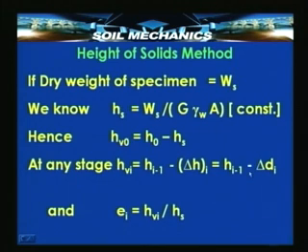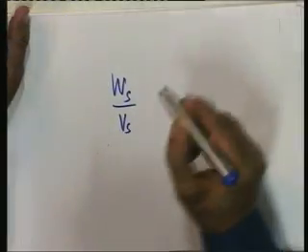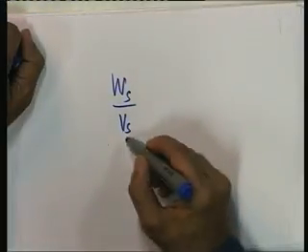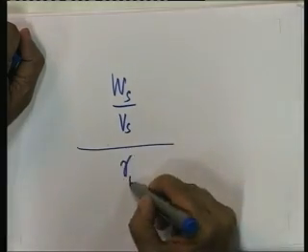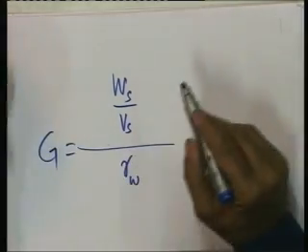So, in the height of solids method, essentially we are looking for the height of the soil specimen and how it varies. If we know the dry weight of the specimen, we can calculate the unchanging height of the solids Hs by this formula. This is a very well known fundamental formula, where Ws by Vs, which is nothing but the density of the solids, when divided by gamma w, gives us the so called specific gravity G.